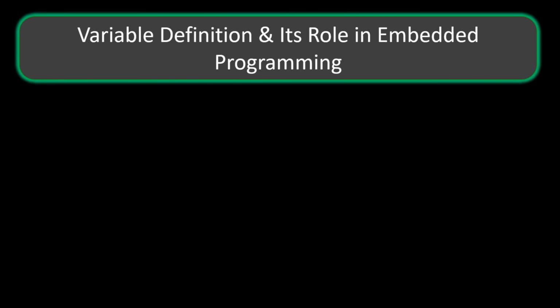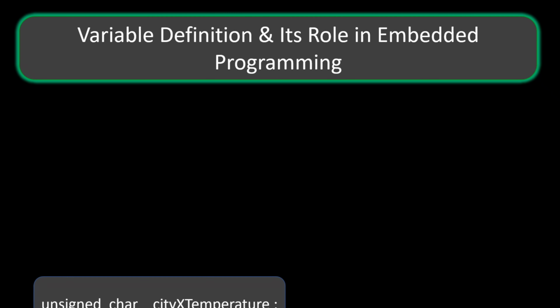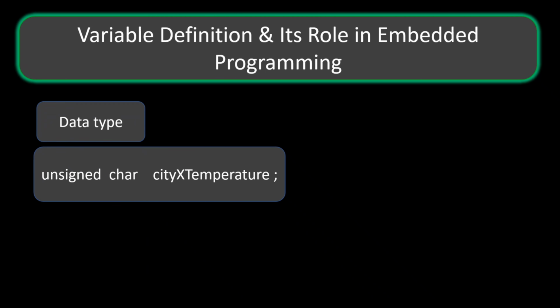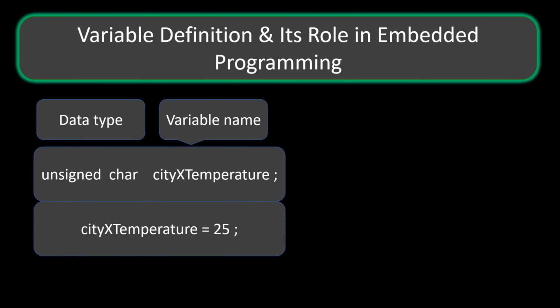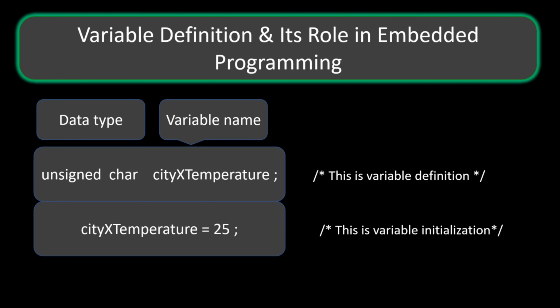Now we are focusing on the variable definition and its role in embedded programming. In unsigned char CTX temperature, unsigned char is the data type and the variable name is CTX temperature. Then we initialize the value 25 inside CTX temperature. This is the variable definition, and this is the variable initialization.